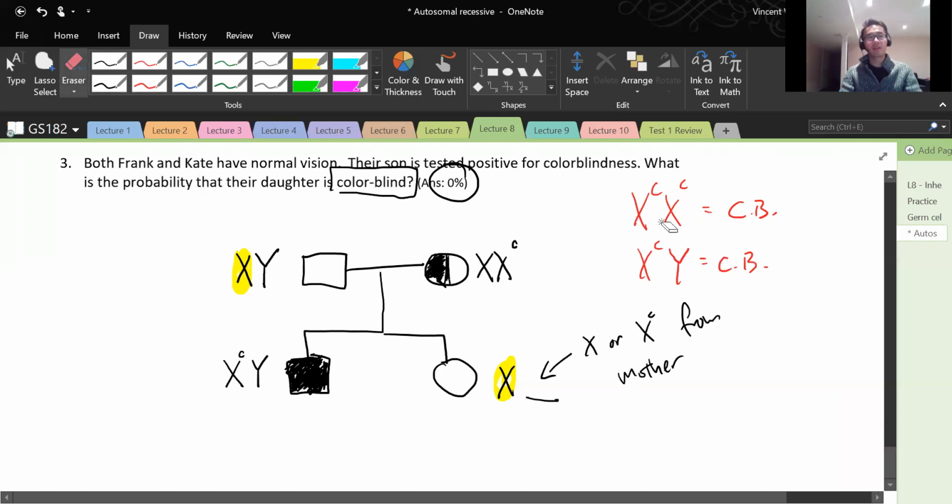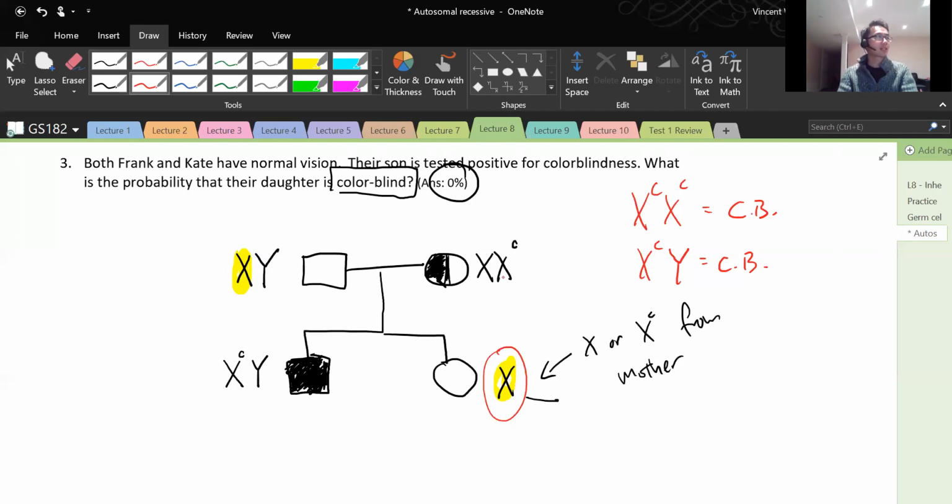Okay, because female, they have two X's, right? So they need to have two of the colorblind allele in order to get color blindness. Because one copy of the X is guaranteed to be normal from the father, it doesn't matter what the other half is. She is guaranteed to have normal vision. Does that answer your question?